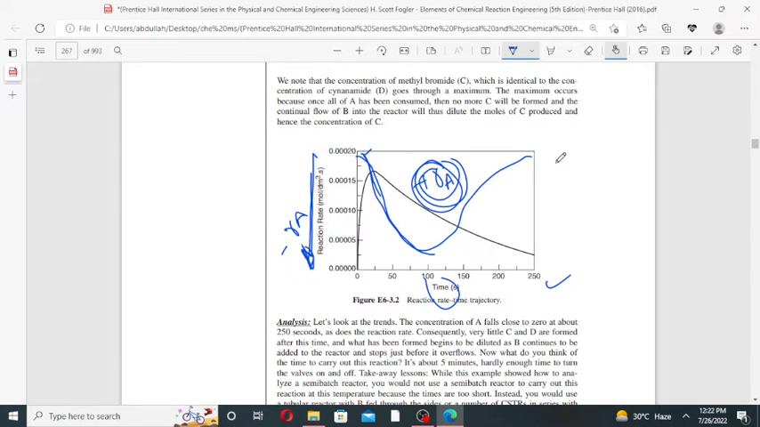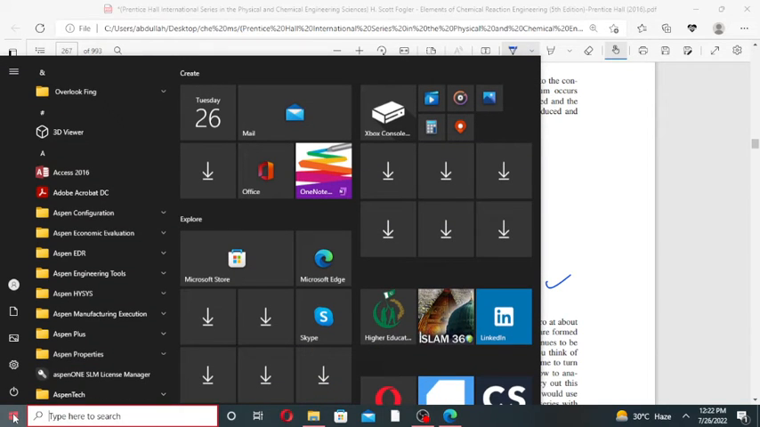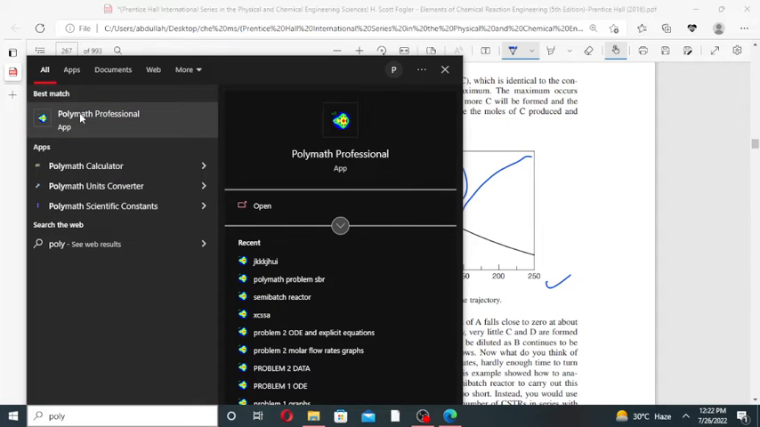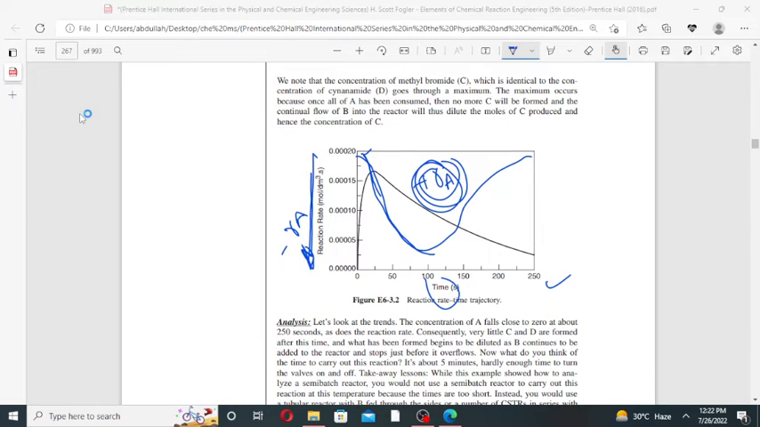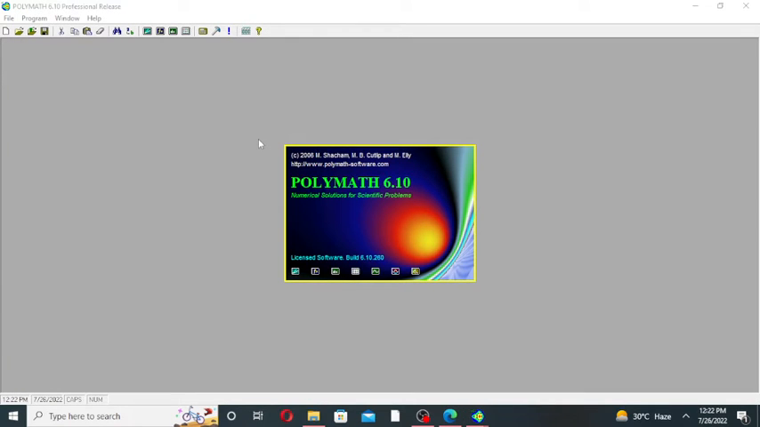Now come to the Polymath. We will plot the result. So open Polymath Professional, click on it. It will take some time to open. So this is Polymath 6.10, and these are program, file, window, and help. Click on program: linear equation, non-linear, differential, and regression. We are solving the differential equation, so click on it.